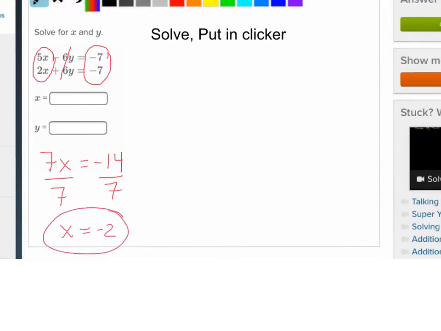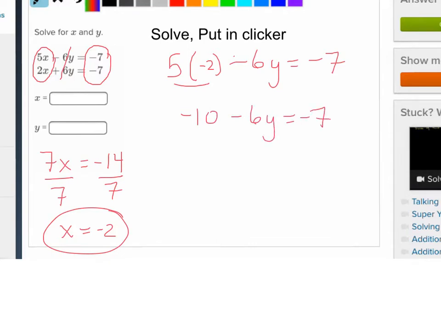But we hadn't solved for y, have we? So I'm going to go back, and I'm going to write the top equation, 5, and instead of x, I'm going to put a negative 2, minus 6y equals negative 7. Okay? 5 times negative 2 is negative 10. Minus 6y equals negative 7. And then I'll add 10 to both sides. And so I have negative 6y equals 3.